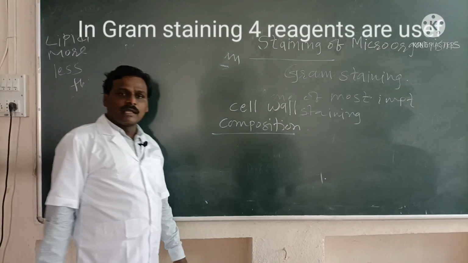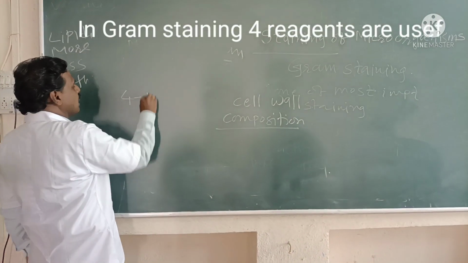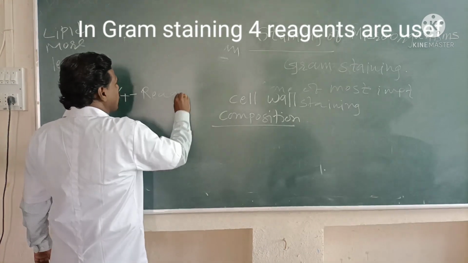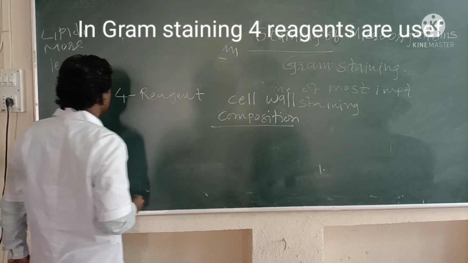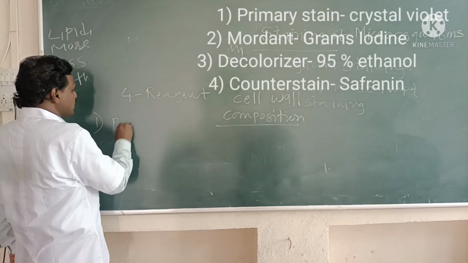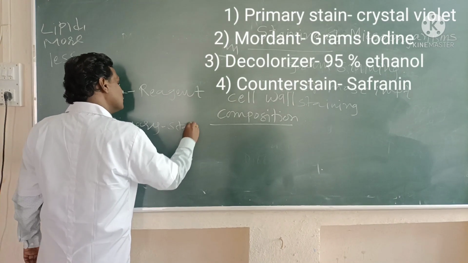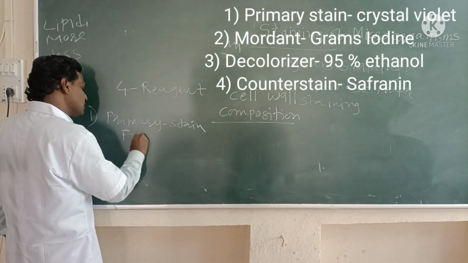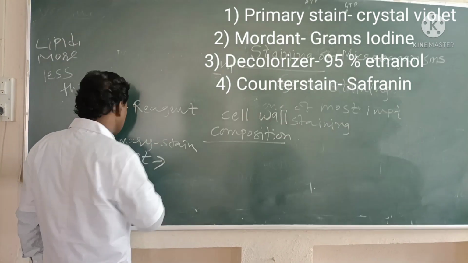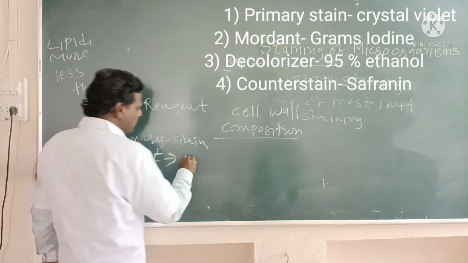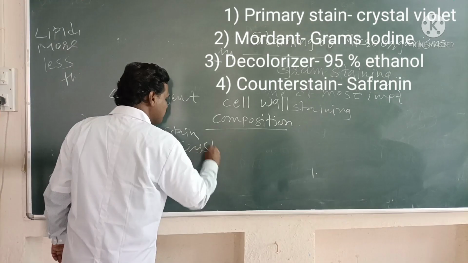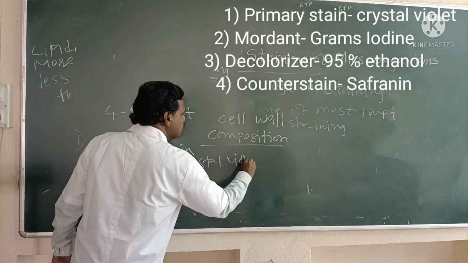So in the gram staining technique, 4 reagents are used. The first reagent is the primary stain. The primary stain is the first staining reagent used in the gram staining, and the example is crystal violet.